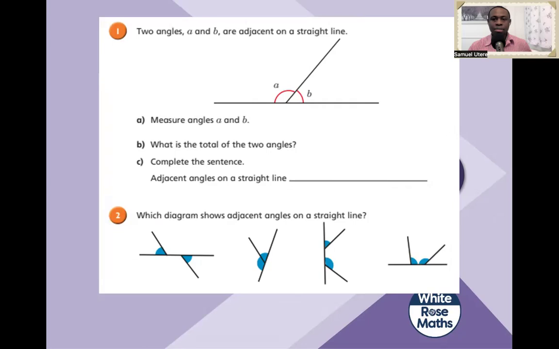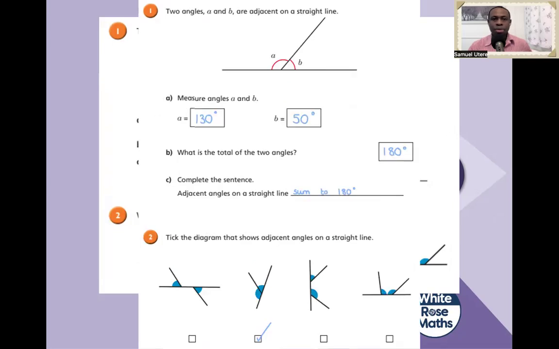Let's discuss them. For question 1, you were asked, two angles A and B are adjacent on a straight line. You were asked to measure angles A and B. Well, you could use a protractor to do that. Next, you were asked, what is the total of the two angles? You can see that the angles sum to 180 degrees. And then you were asked to complete the sentence. Well, adjacent angles on a straight line sum to 180 degrees.